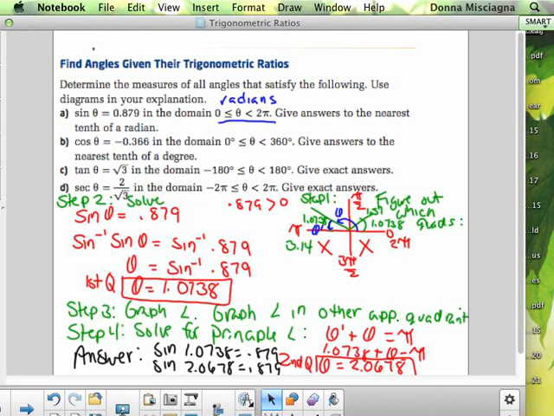And maybe I should make that clear, because there's two angles there. So let's call it the reference angle in the other appropriate quadrant, and then you just solve like instead of solving for the reference angle, you're actually solving for the principal angle, right? But the steps are basically the same.